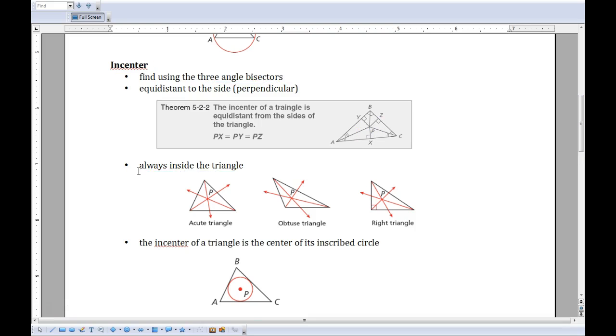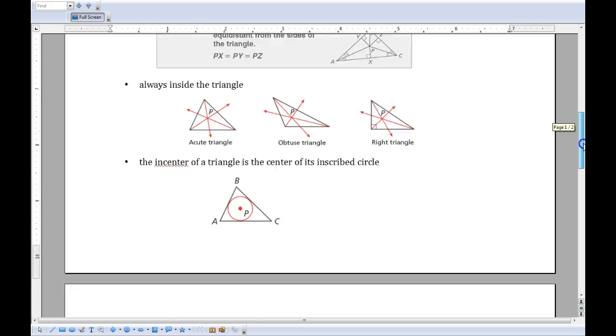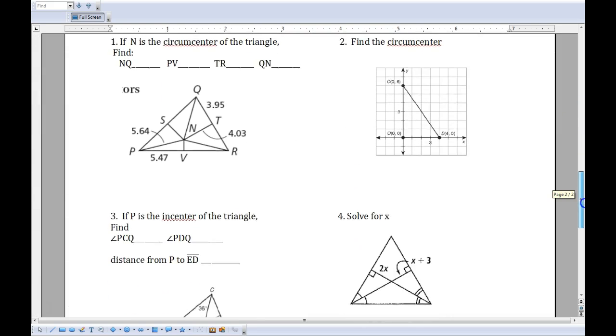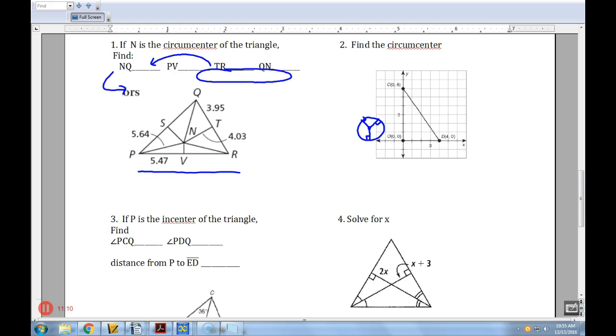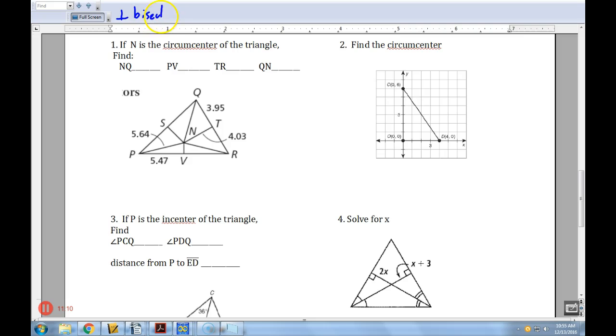Alright, so let's actually go to the other side where we can get some problems in and try to work some numbers. So number one, if N is the circumcenter, find these different values. Well, what I need to do is understand who made the circumcenter. So alright, perpendicular bisectors made the circumcenter, and the circumcenter should be equal distance from the vertices, or from the corners.